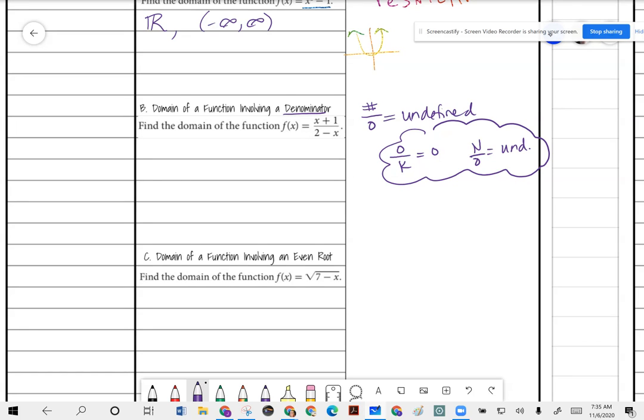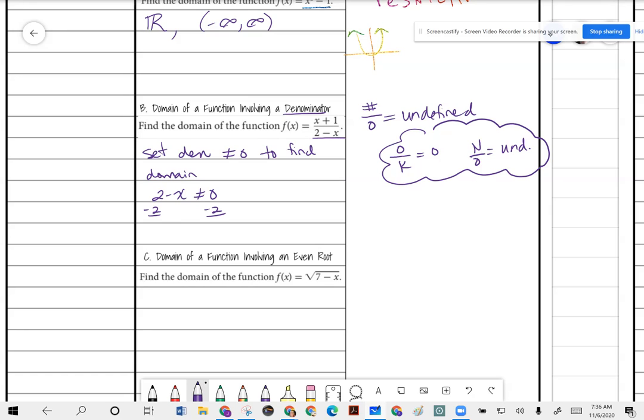So when you have a denominator, the intent is to set the denominator not equal to 0 to find the restriction. Or actually, you wouldn't be finding the restriction. The restriction would be equal to 0, but you set the denominator not equal to 0 to find the domain. So what we would do is just go 2 minus x. We know that that value cannot equal 0. If it does, then we have an undefined situation going on.